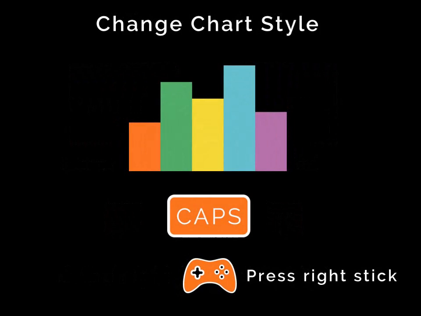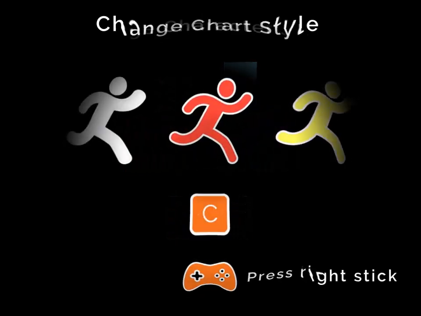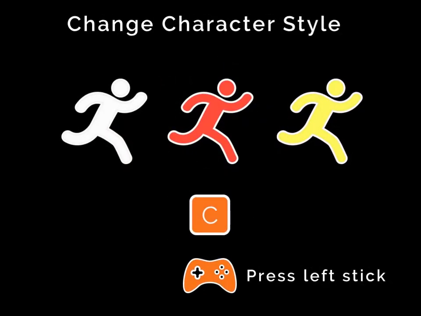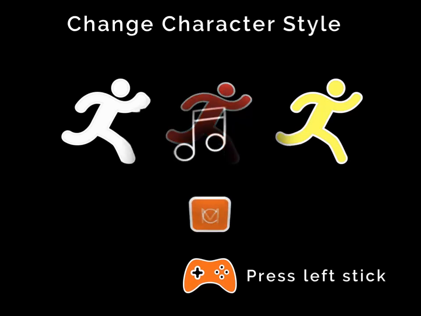It's also possible to change the chart style. There are several color schemes included, and you can cycle through these different styles by pressing the Caps key on your keyboard or pressing down the right stick on your gamepad. You can even change the style of your character. Press the C key on the keyboard or press down the left stick on your gamepad to change the color of your avatar.